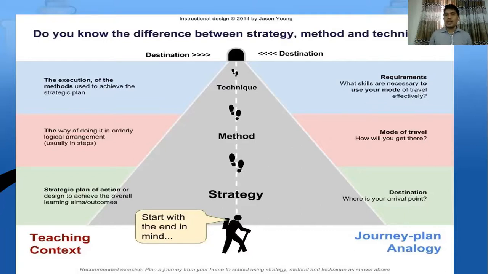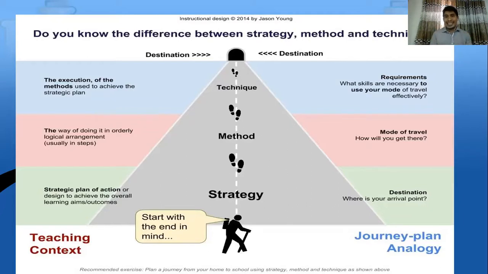Because everything that we do in the classroom has to be aligned with the learning outcome so that we can get there. And the plan of action, the strategies that we're going to employ in order for us to go to our destination, is supposed to be anchored to the learning outcomes. It's supposed to be anchored on the learning aims. It's supposed to be anchored on the learning targets.